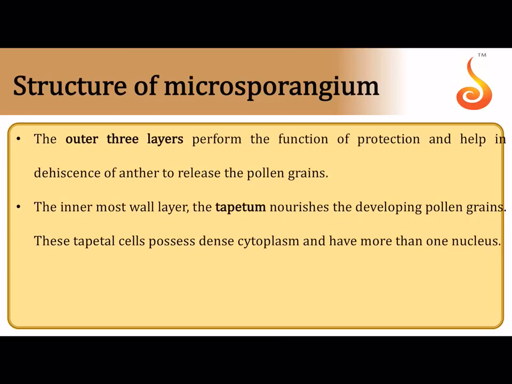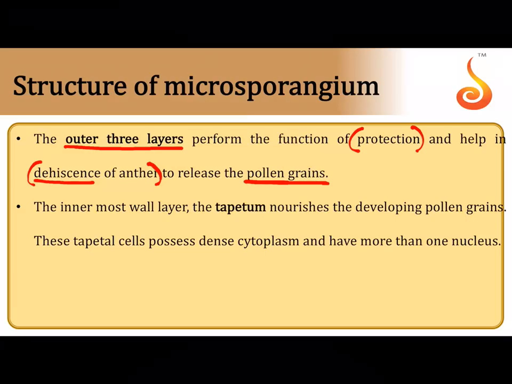So what is the function of the outer 3 layers, that is the epidermis, the endothecium and the middle layers? They are mainly meant to protect the tissue of the microsporangium, and they also cause the breakdown of the anther. The anther will rupture by a process called dehiscence, so that once the pollen grains are formed, they can be liberated to the outside. So these outer 3 layers surrounding the sporogenous tissue are meant for protection.